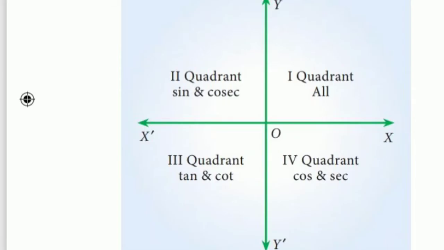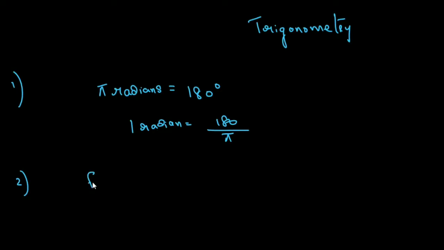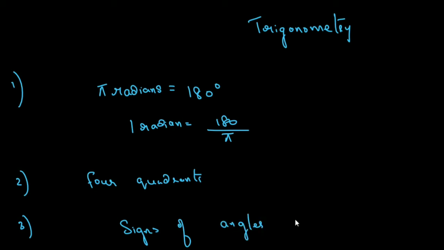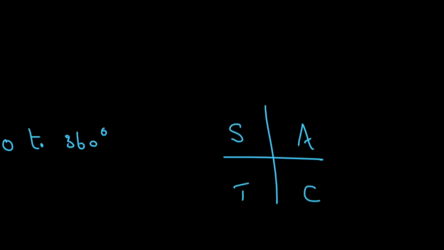Then you should know the four quadrants, and where the angles lie. The angle is given. You should know in which quadrant that angle lies. The third is the signs of the angles from 0 to 360 degrees in various quadrants. That is, the four quadrants you know, right? A, S, T, C. Signs of the ratios.